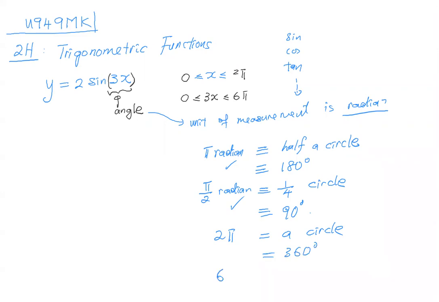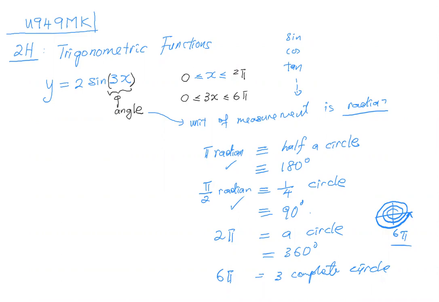So if I have 6 pi, that means it goes how many rounds? It goes 3 rounds. 1, 2, 3. So this angle is called 6 pi. So now you have the sense of the angle like that. So it doesn't mean that the biggest angle is only 2 pi.